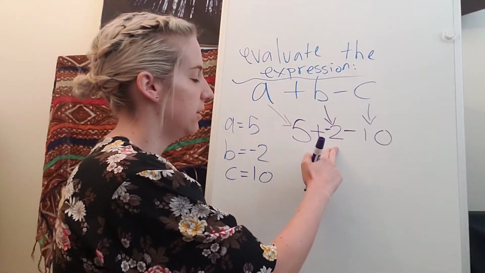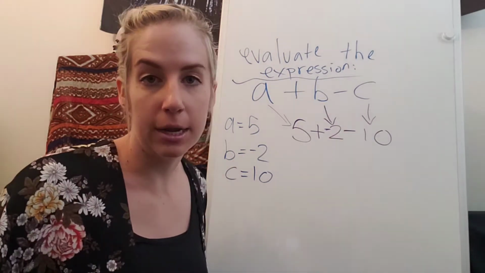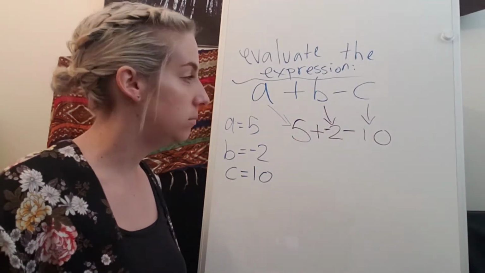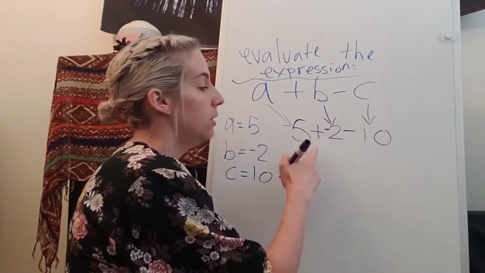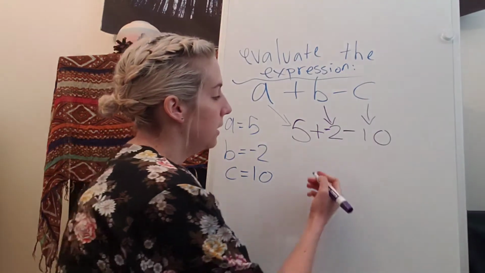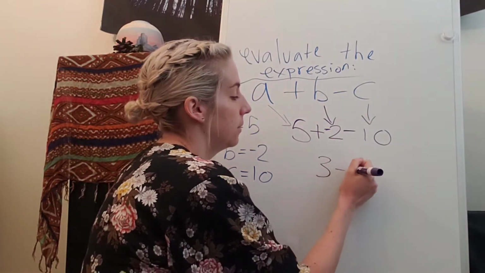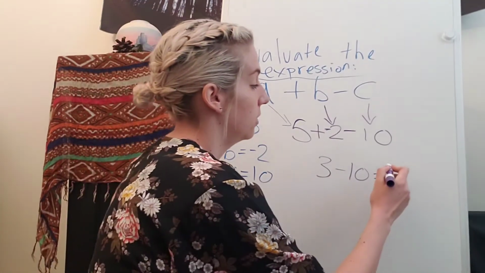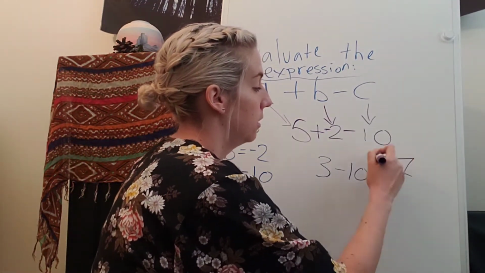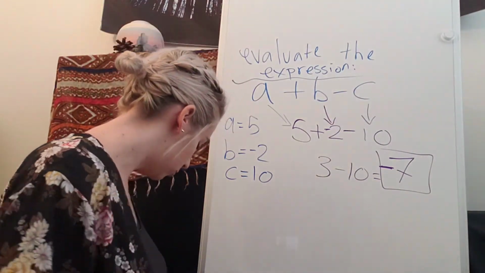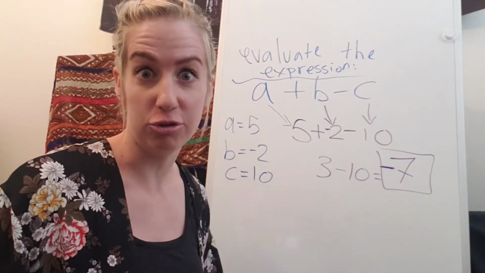So 5 plus -2 minus 10. I can plug this into my calculator, or I can do it in my head: 5 plus -2 is like adding a negative, which is the same thing as subtracting, so 5, 4, 3, minus 10. 3 minus 10 is going to give me a negative answer of -7.